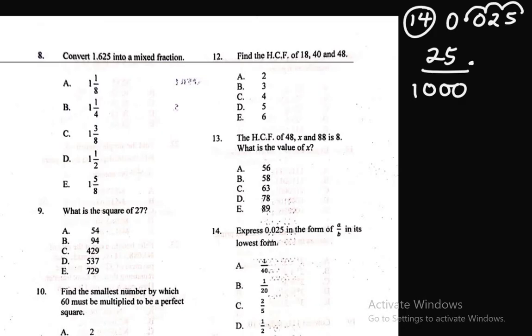We can just divide both sides by 25. 25 divided by 25 is 1. 1000 divided by 25 is 40. So the answer will just be 1 out of 40. If you look at the options, 1 out of 40 is A.